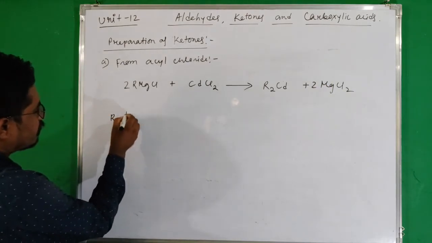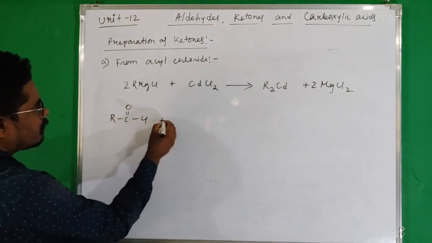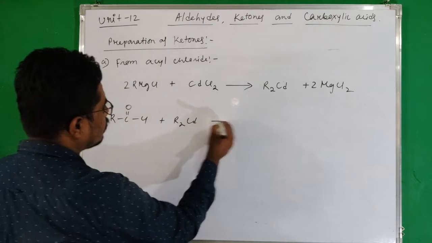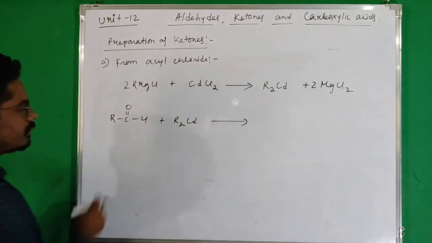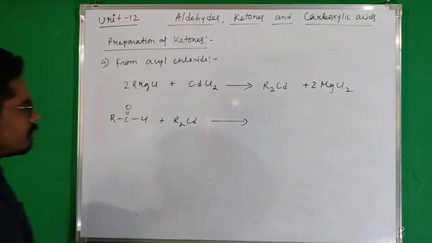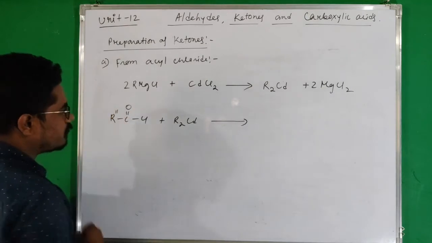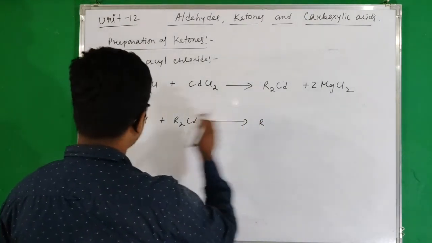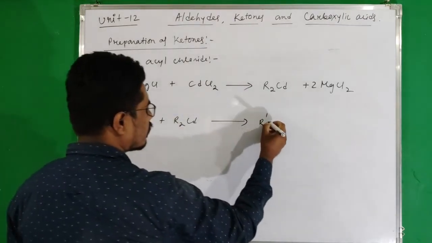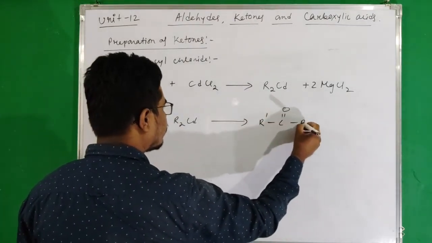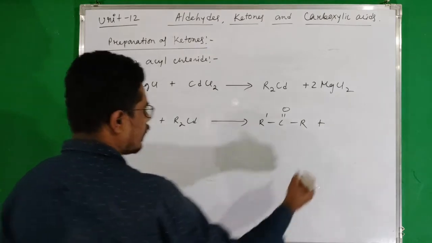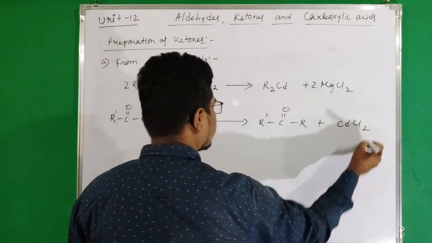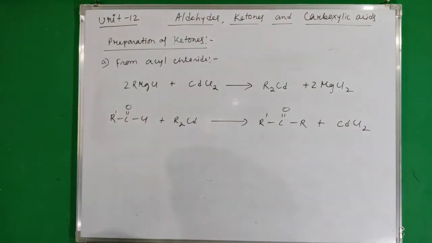And now the dialkyl cadmium reacts with acyl chloride. Suppose we are using different alkyl groups, acyl chloride, to give the ketone. Again the side product is cadmium chloride.